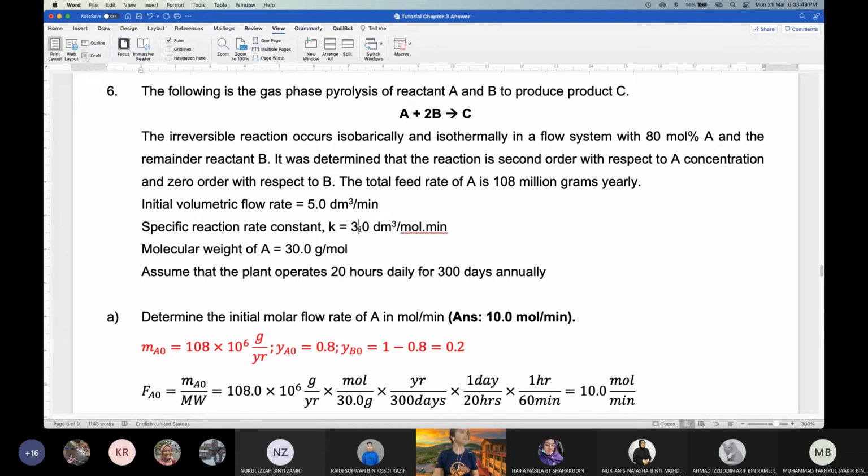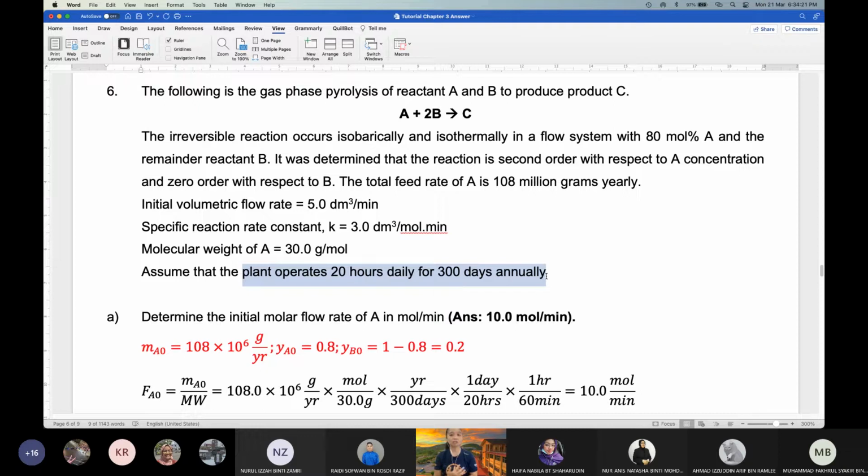Okay, done. Next, they give us molecular weight. You know molecular weight, I think you know by now what molecular weight is. So, molecular weight of A is 30 gram per mole. Next, they say the plant operates 20 hours daily for 300 days annually. Now they tell us about our plant: the plant is working every day for 20 hours each day, and every year it is only operating for 300 days.